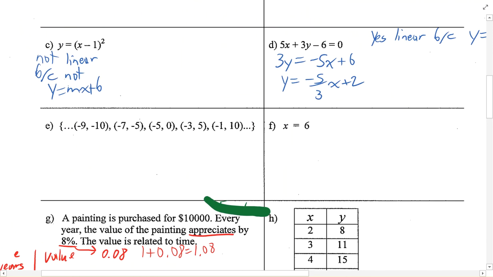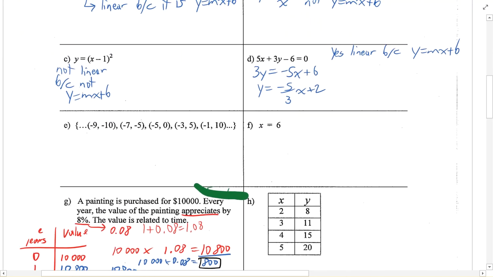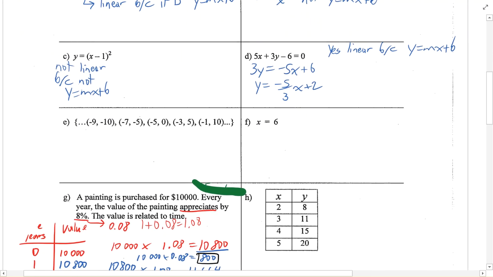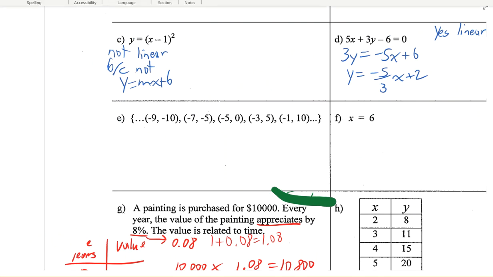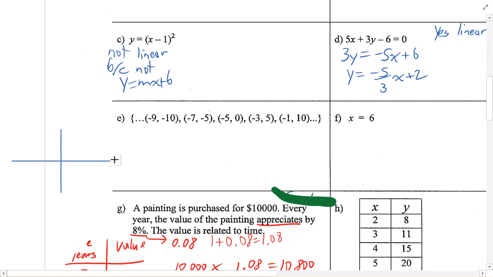Okay, so next one. Does it look linear? How do you know? You don't. What you actually have to do is graph these. So make a quick little graph, okay? So I'm going to take my axes and make an XY axis real quick. Not too difficult, not too big.